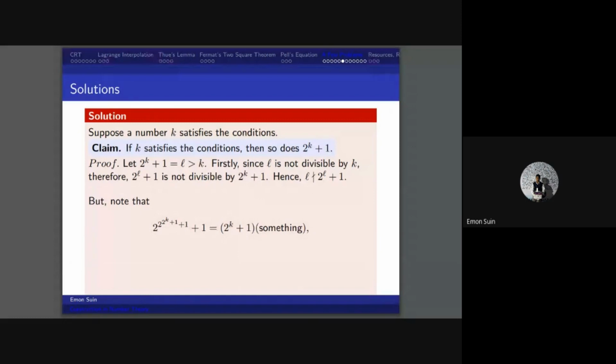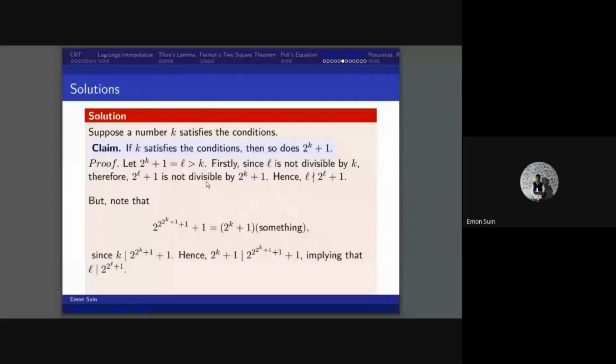Why? Because k divides 2^(2^k+1) plus 1. Exactly. So we have k divides 2^k plus 1, and that means that 2^(2^(k+1)) plus 1 will be equal to 2^k plus 1 times something which we really don't care about. Yeah. So after that, we have what?